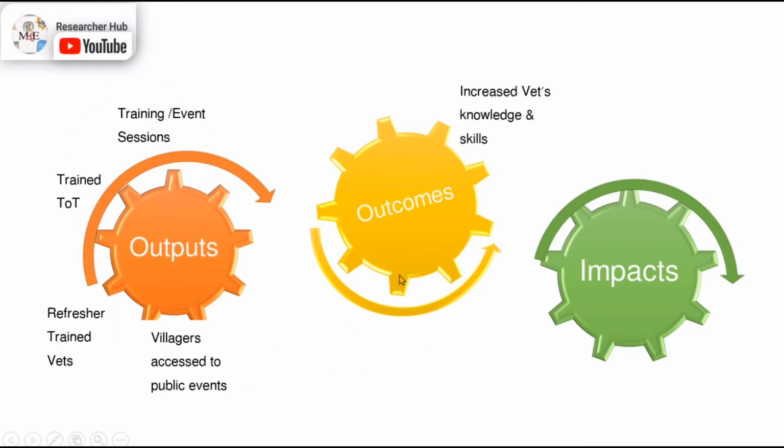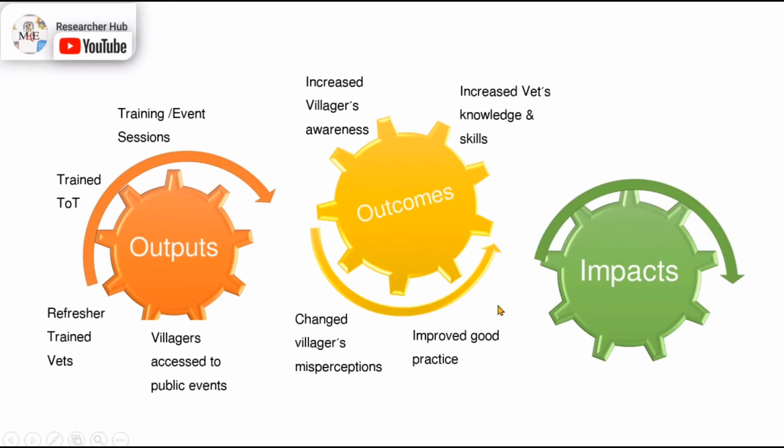Moving to the outcomes. We also have 4 outcomes we just mentioned earlier. I just summarized them here. First, increase vet knowledge and skill. Second, increased villagers' awareness. Change villagers' misperception. Improve good practice. Also for here, we need to develop indicators. We need to discuss and then develop indicators. Now we know exactly what we would like to measure, right?